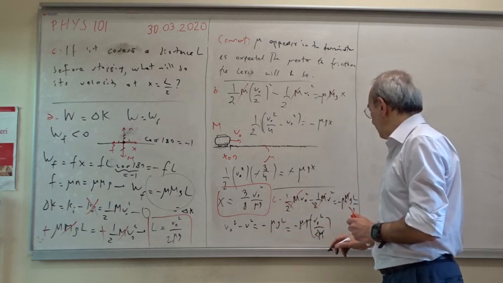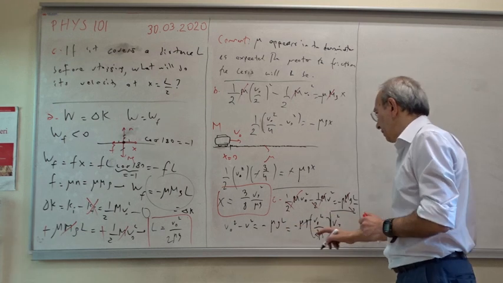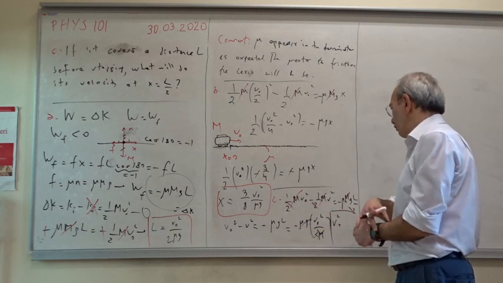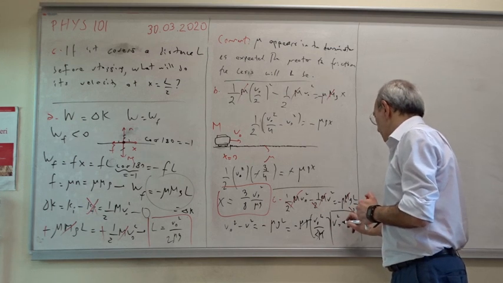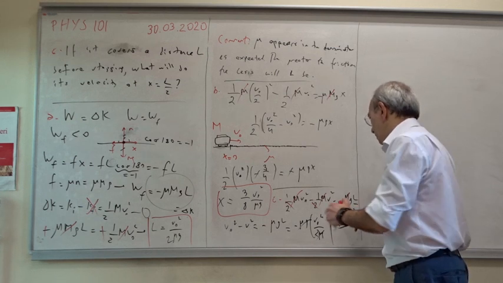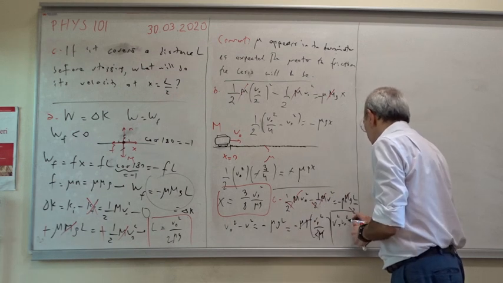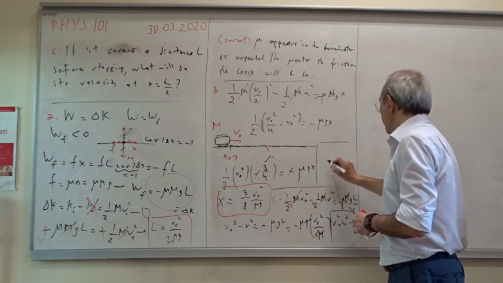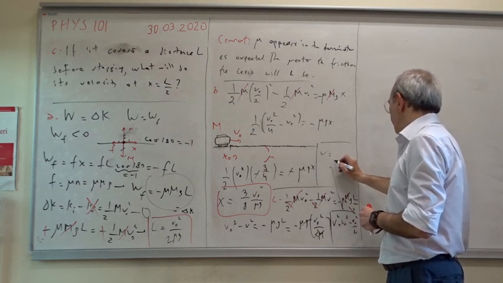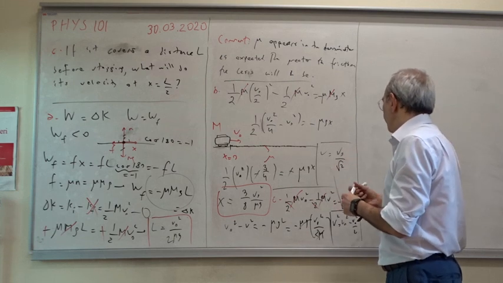Therefore v squared is v0 squared minus 1 over 2 v0 squared, v0 squared minus v0 squared over 2. So v is equal to v0 over root 2.